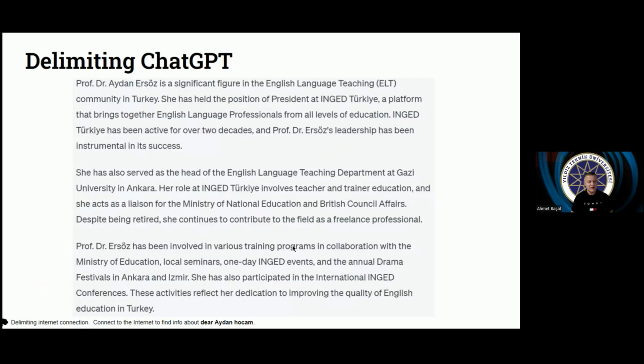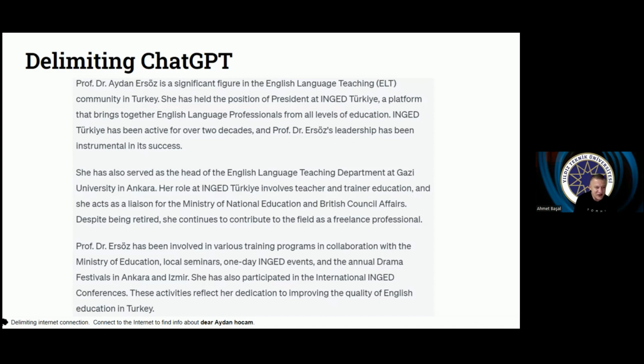Okay, now, I just added a plugin to ChatGPT and tried to get information from ChatGPT about Aydan Hoca, and asked, do you know Aydan Hoca? Please give me some specific information about who Aydan Hoca is. And the answer is, I would like to read it a little bit, or all of it, and then the floor is yours, Aydan Hocam.